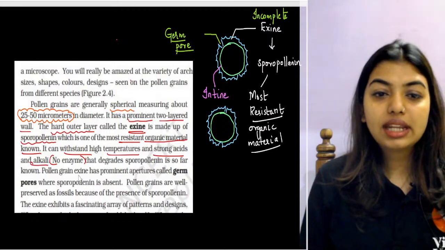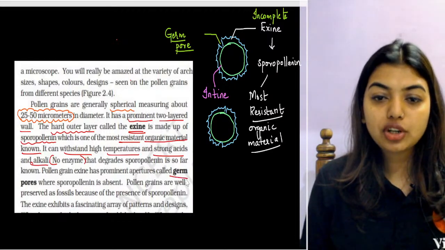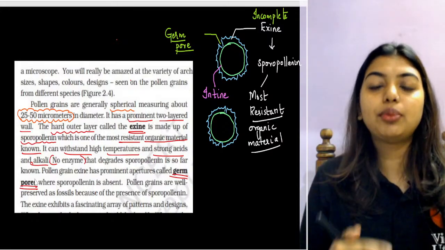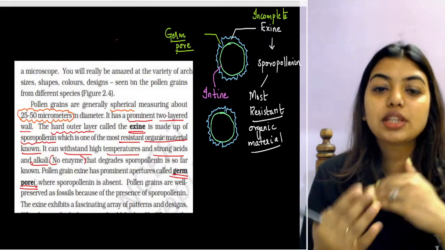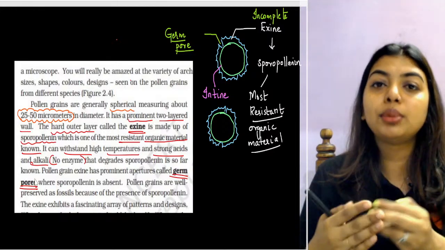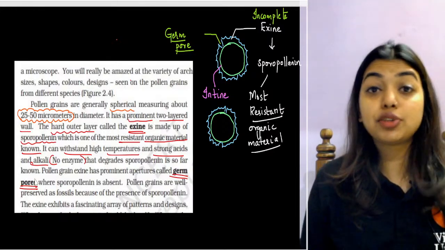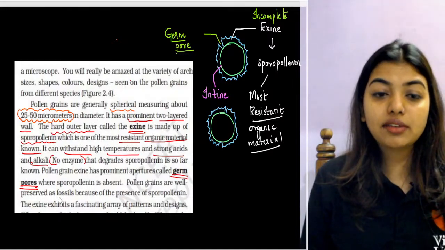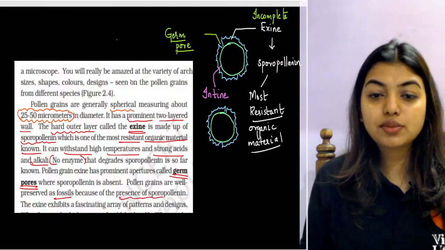Now, pollen grain exine has a prominent aperture called the germ pore. Aperture means a small opening called the germ pore where the sporopollen will be absent. For this will allow the germination of the pollen tube. Otherwise, pollen tube germination will not happen. Pollen grains are well preserved as fossil because of the presence of sporopollen.